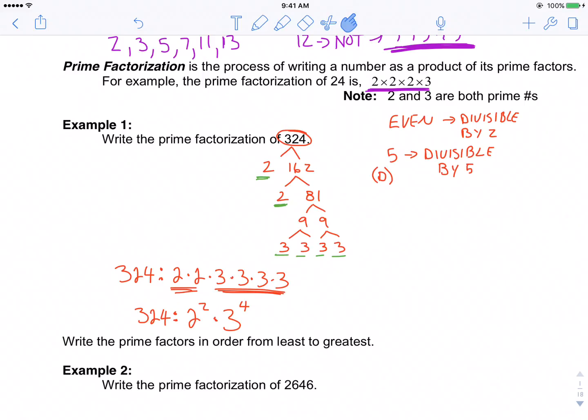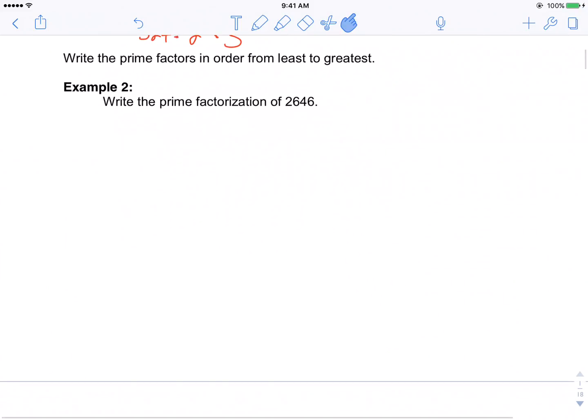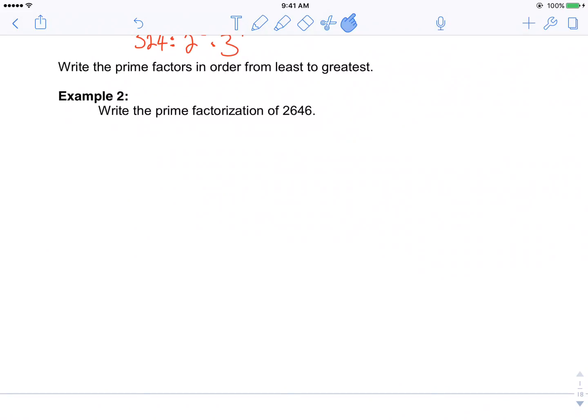You do example number 2 right now. Write the prime factorization of 2,646. I'm going to pause the video for a second. You can pause your video, do the prime factorization, and when we start up again, we'll have the prime factorization listed out.